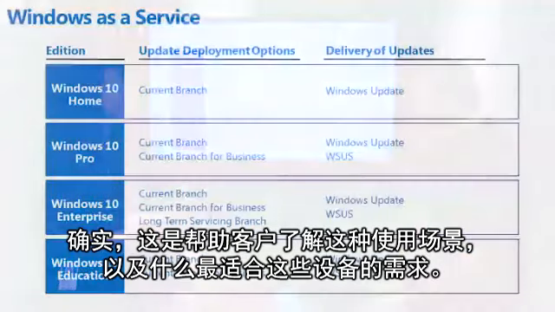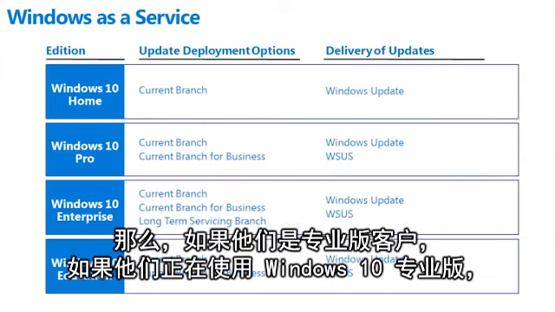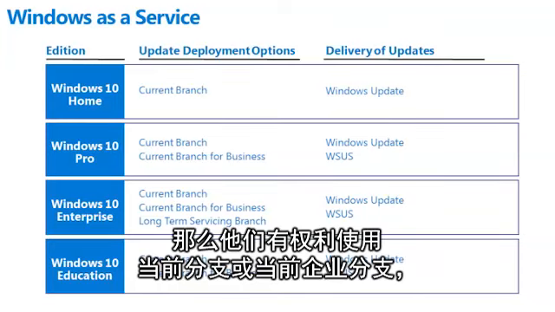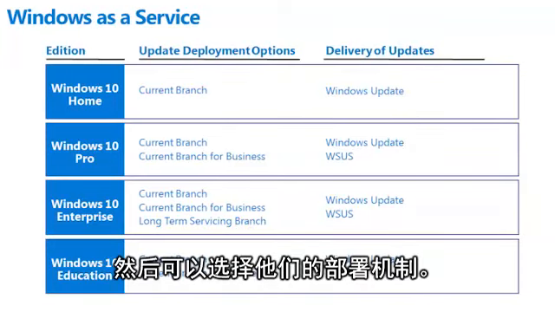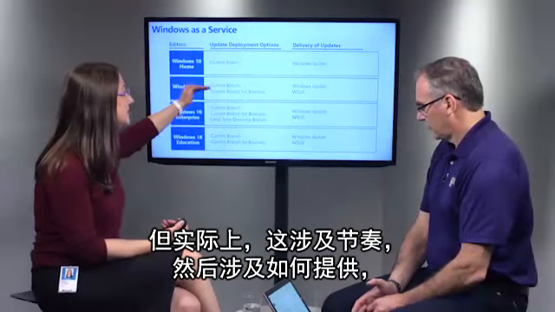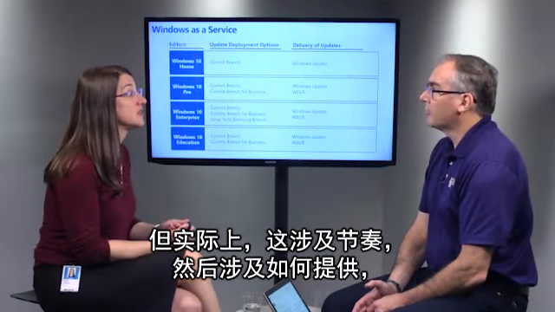So really that's about helping the customer understand the scenarios and what is going to best serve the needs for those devices. Now, if they're a Pro customer, if they're running Windows 10 Pro, then they have rights to current branch or current branch for business, and then they can choose their deployment mechanism. But really that's about cadence, and then it's about how it's going to get delivered, either through Windows Update or through WSUS.